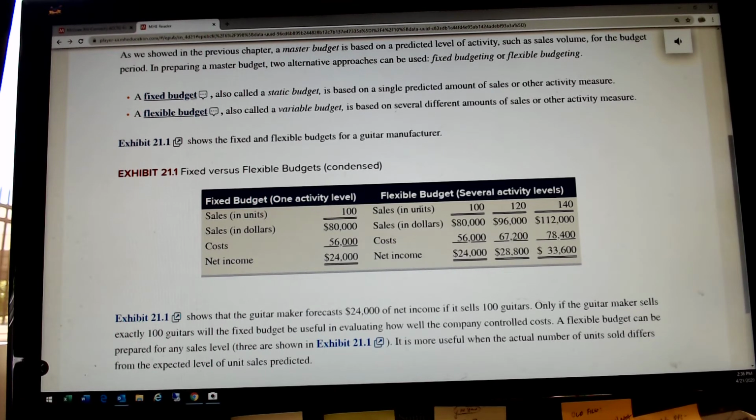But notice here, they've actually expanded it out, and they've said, well, we know that we may have 100 units in sales, but maybe we'll have more. We could have 100, we could have 120, we could have 140. So what would our sales be at those three different levels of activity? What would our costs be, and therefore what would our net income be? So really a flexible budget is just a budget at more than one level of activity. And this particular flexible budget is really made up of three static budgets. You put them together, voila, you've got a flexible budget.